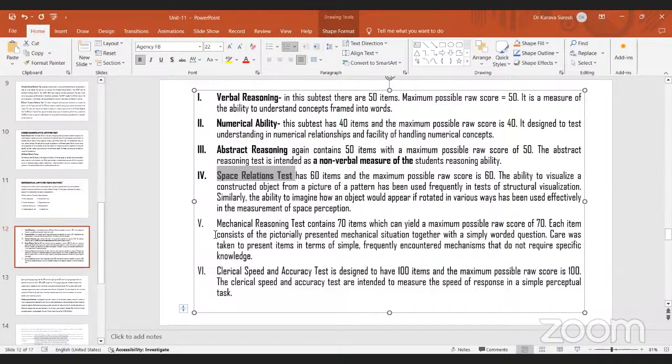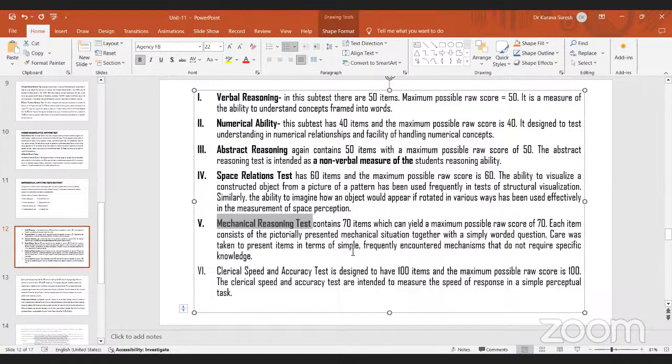Okay. Mechanical reasoning test. This has 70 items, so the maximum possible score is 70. Each item consists of a picture of a mechanical situation together with a simple worded question. Care was taken in presenting items in terms of simple, frequently encountered mechanisms, so that no specific knowledge is required.